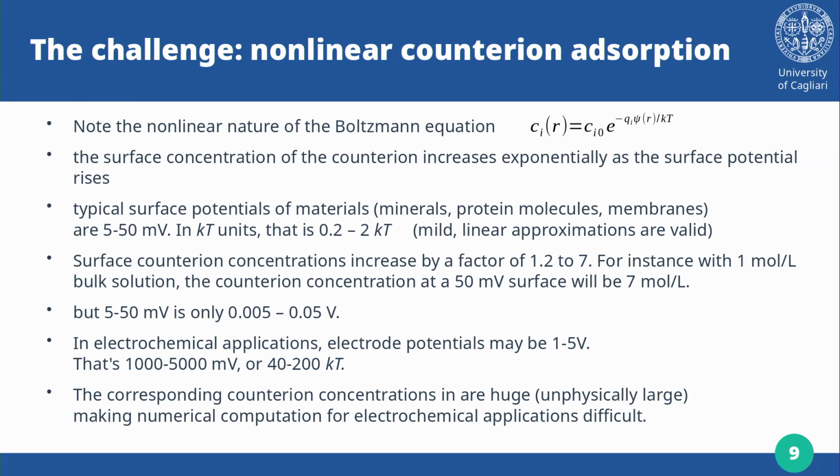But in electrochemical applications, obviously a normal battery is how many volts? 9 volts, 12 volts, 1 volt, that's 1,000 millivolts. So when we're dealing with electrodes in electrochemical contexts, in terms of thermal energy, we're dealing with the energies of 40 to 200 kT. And that's where the numerical computations start to become more challenging.